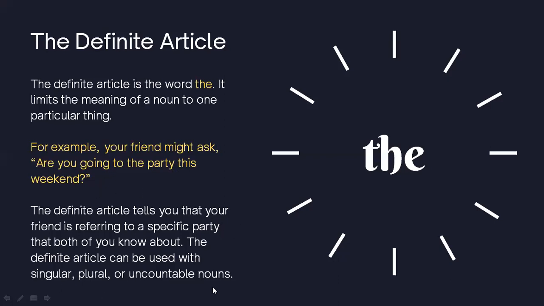Now, let's look at the next. The definite article tells you that your friend is referring to a specific party that both of you know about. Right, this is the explanation. The definite article can be used with singular, plural, or uncountable nouns, right? So another important rule is that you can use the definite article in sentences where you are referring to plural, or sentences where you have meanings in singular form, and also you can refer to uncountable nouns.